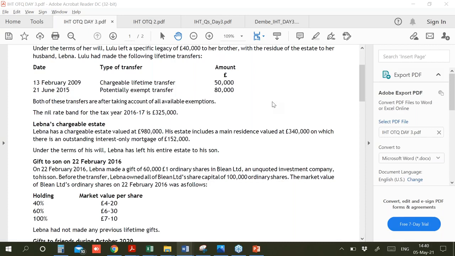Yes, it is allowed. The only type of mortgage that is not allowed is an endowment mortgage. In interest only mortgage or repayment mortgage, these two types of mortgages are allowed to be deducted. And do remember that RNRB is 175,000. However, if your property after deducting the mortgage is less than 175,000, your RNRB will be restricted to that amount. You will not be entitled to the RNRB in full. Okay, so do remember that.